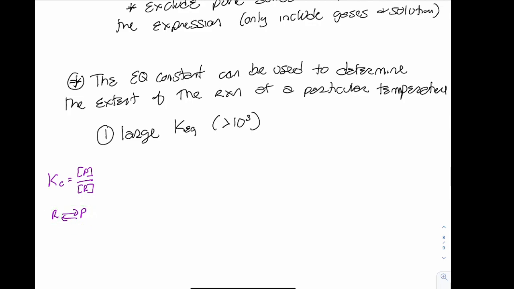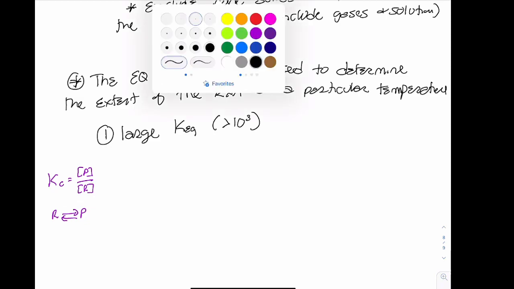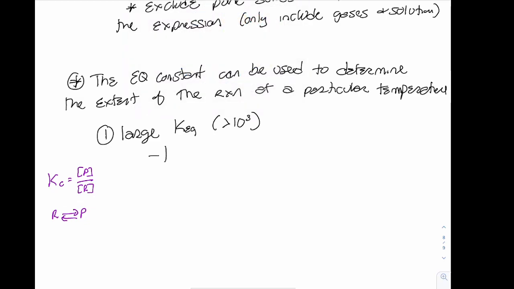Well, if I have a large value for my equilibrium constant, and we just think about this mathematically, that means that my number on top is much larger than my number on the bottom to get a big answer. So if the number on top is bigger, if I have a large equilibrium constant, it's mostly products. So when we have a large equilibrium constant, it is product favored. So the reaction goes mostly to completion.